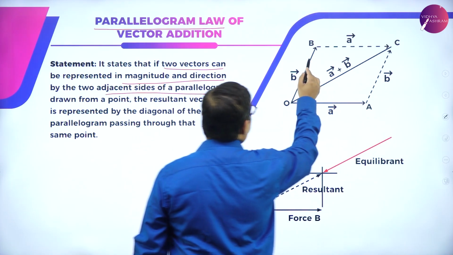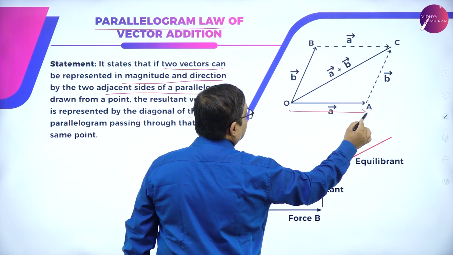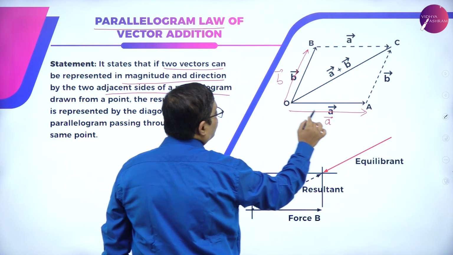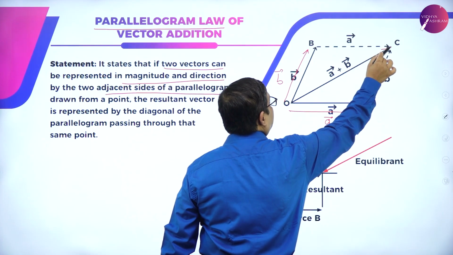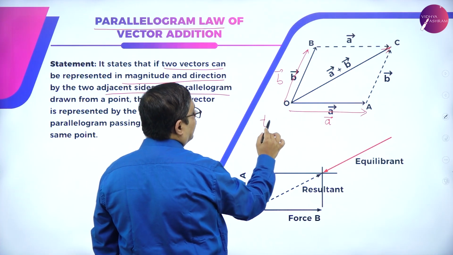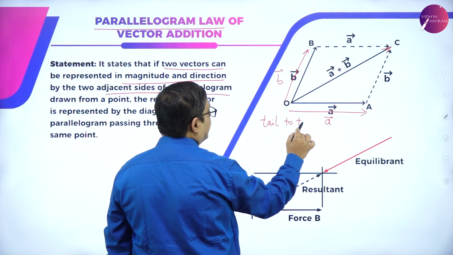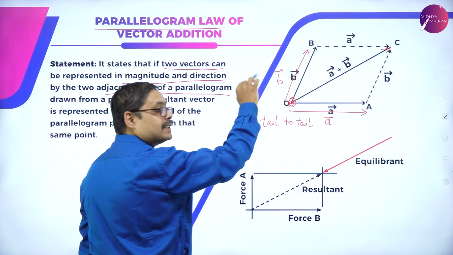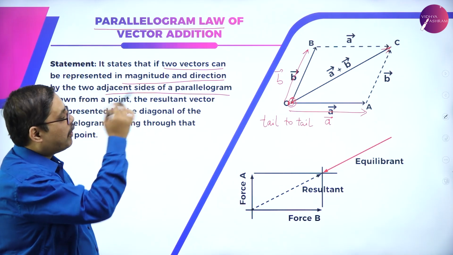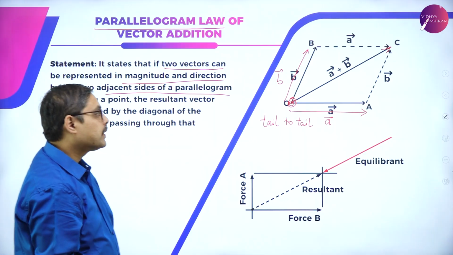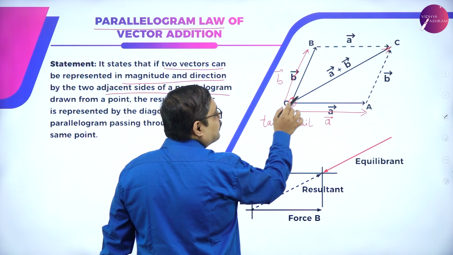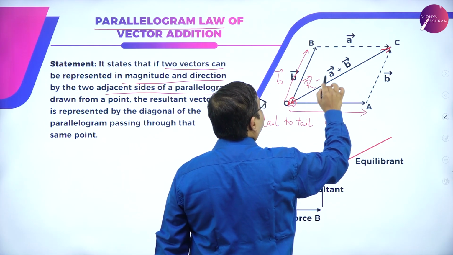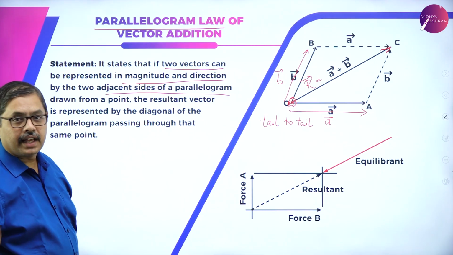See, I have two adjacent sides of a parallelogram. This is one side represented by vector A. This is another side represented by vector B. Now the diagonal which connects from the same initial point. See, this is a tail to tail connection. The tail of vector A and the tail of vector B as well as the resultant's tail all originate from the same point. All of them are concurrent vectors also. So the diagonal which starts from O and connects to C will be the resultant of the two vectors, both in magnitude as well as direction.